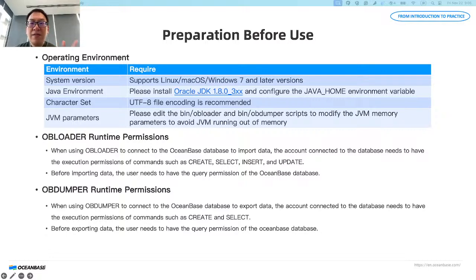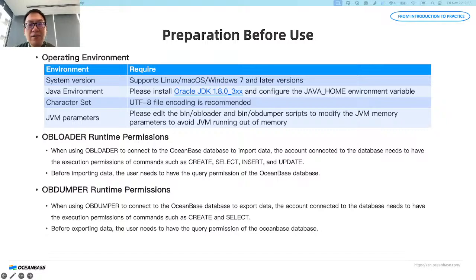The third one is the runtime permission of obdumper. When using obdumper to connect to OceanBase to export data, the account linked to the database must have the execution permission of commands such as create and select.